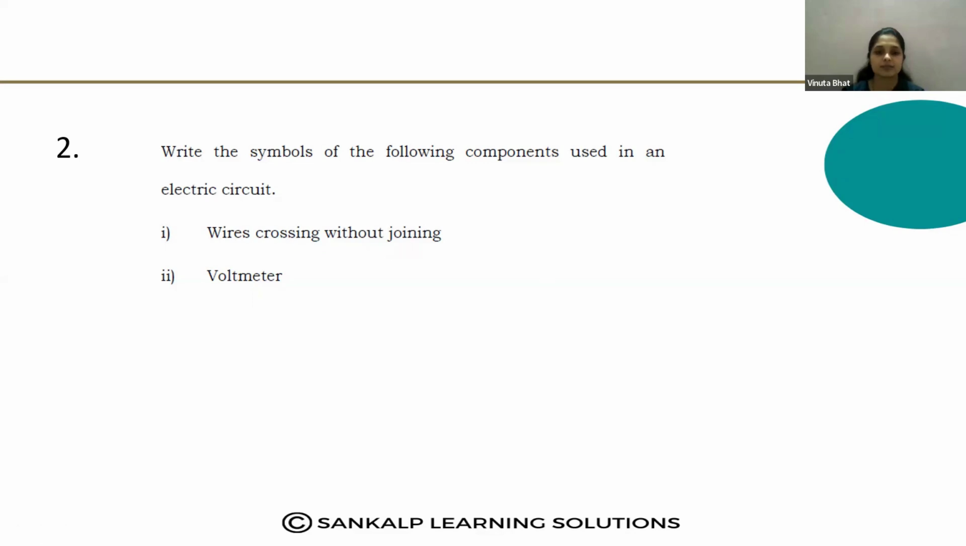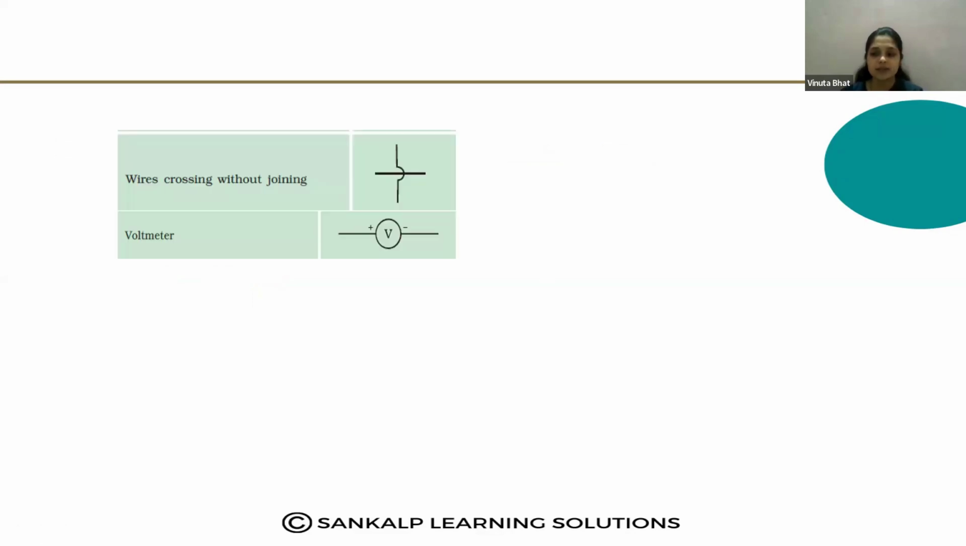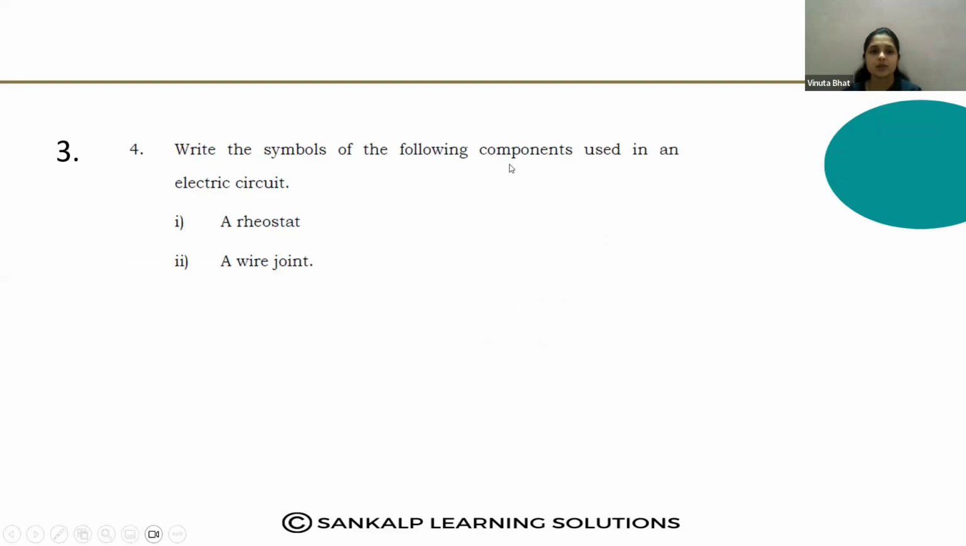Okay. Yes. Wires crossing without joining, it is represented like this. And voltmeter, as usual, voltmeter with plus and minus. So like this, voltmeter is represented. Next question.